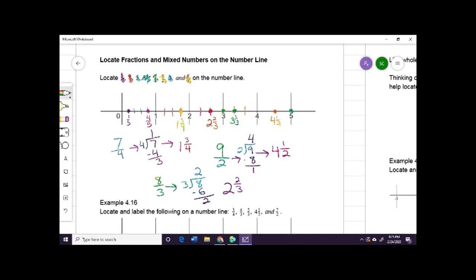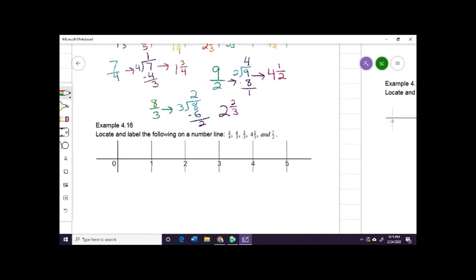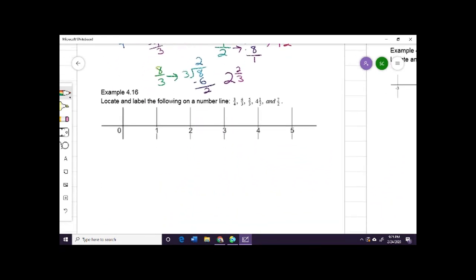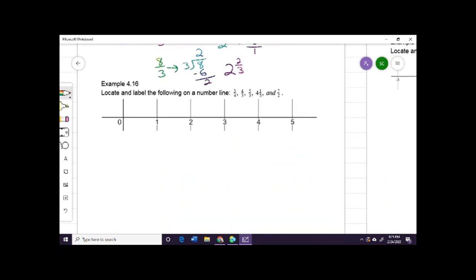So example 4.16. Locate and label the following on a number line. So go ahead and pause it here, do it on your own, and then watch me do it and check your answers. So I'm going to go ahead and solve these really quickly because hopefully you've already solved them on your own.